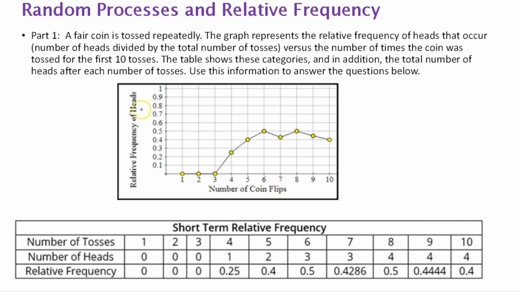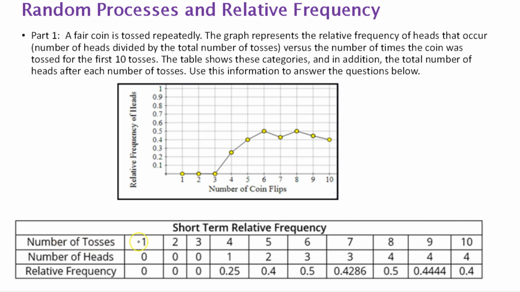Since you can't have more heads than coin flips, the largest you can get is 1, and you cannot get a negative number. So just looking at this, I can see that the first 3 tosses were all tails because we didn't get any heads. Then we get a head, and this is 0.25, so 1 out of 4. Okay, and it looks like it's increasing a little bit, and then it's going up and down. Here, we're calling this the short-term relative frequency because it's just for the first 10 tosses.